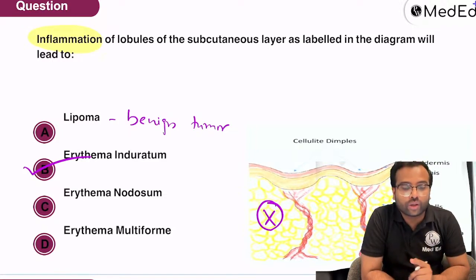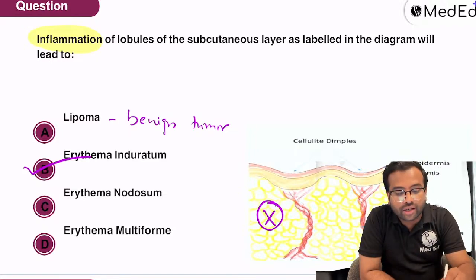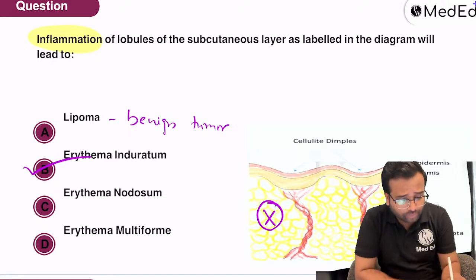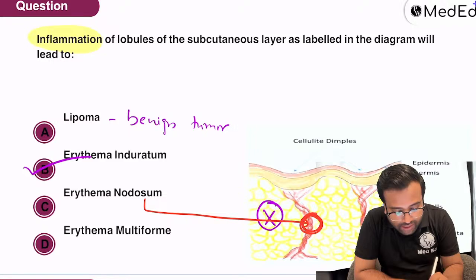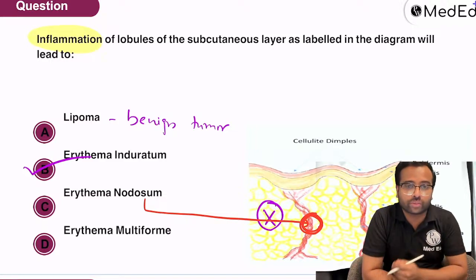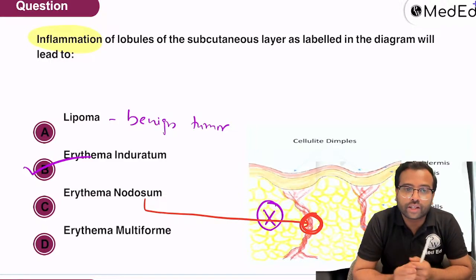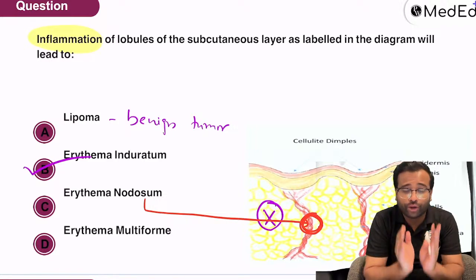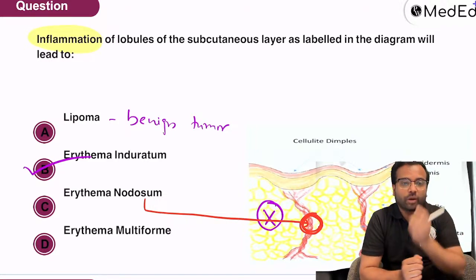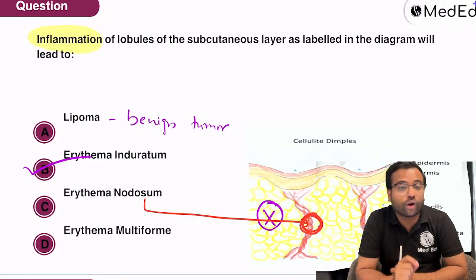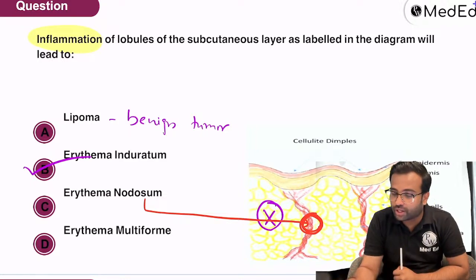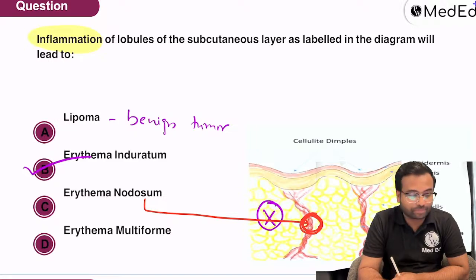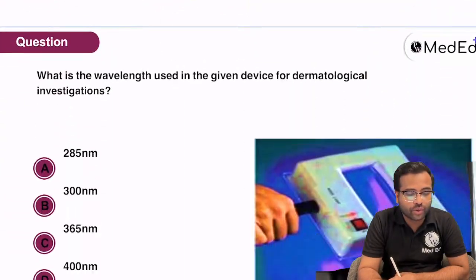So please note down that if there is an inflammation of this area, that is of this side, that can be erythema nodosum. Clear? So if there is an inflammation of the fibrous septa, it is going to be erythema nodosum. If there is an inflammation of the subcutaneous lobules, it is going to be erythema induratum. I hope all of you are getting it right. Done. And let's move to the next question now.